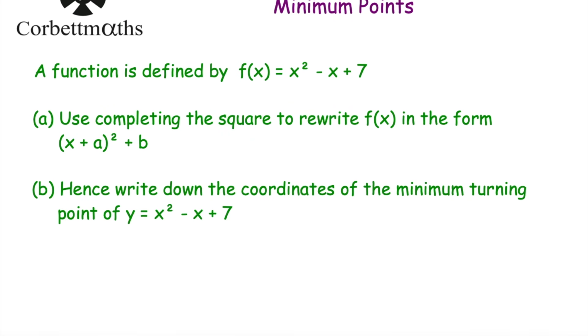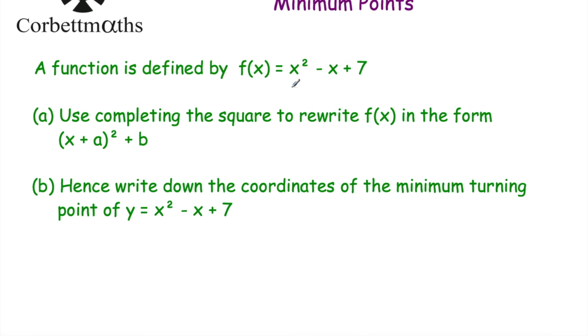Okay, so here we've got another one. It's a very similar question where we've got f of x is equal to x squared minus x plus 7. And we've been asked in part A to use completing the square to rewrite that in that particular form. And then part B, hence write down the coordinates of the minimum turning point. Now, hence is very important because we're using completing the square there, and we couldn't just start using calculus to do that.